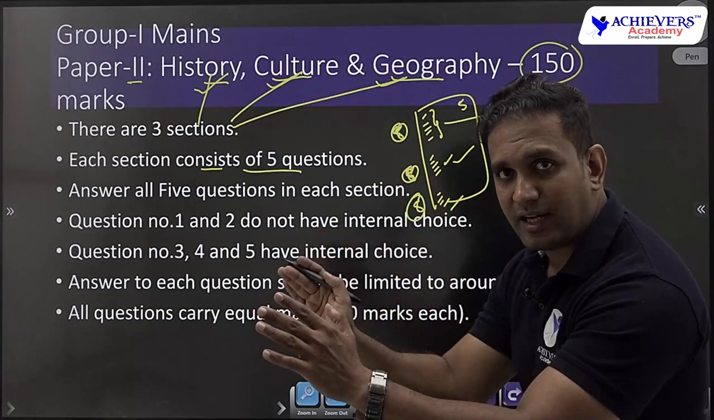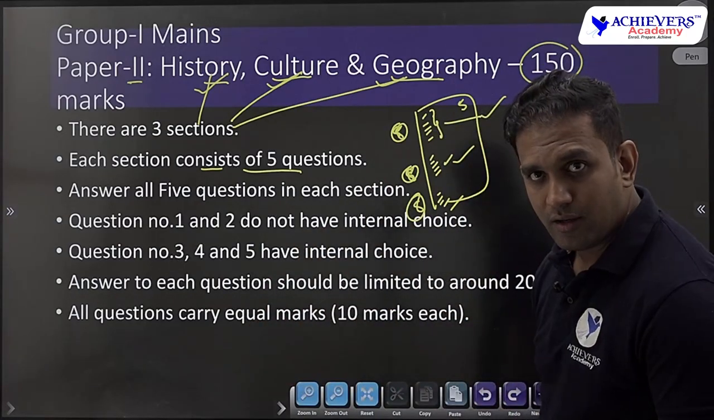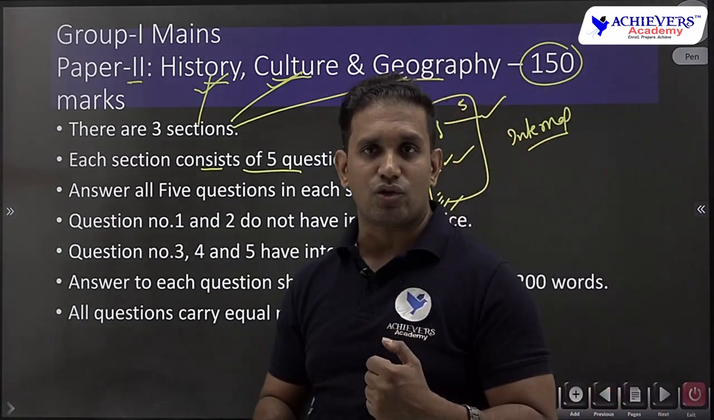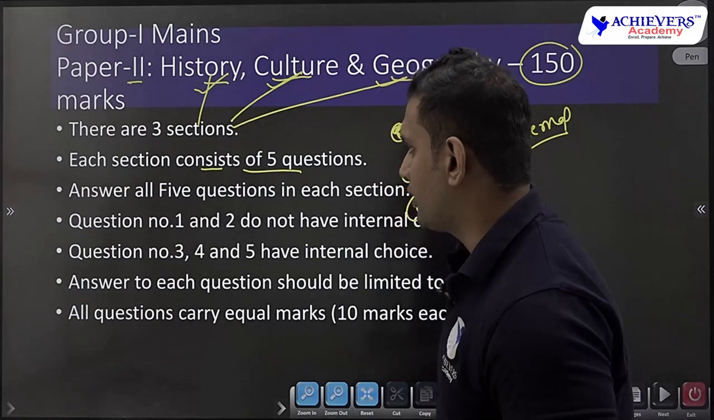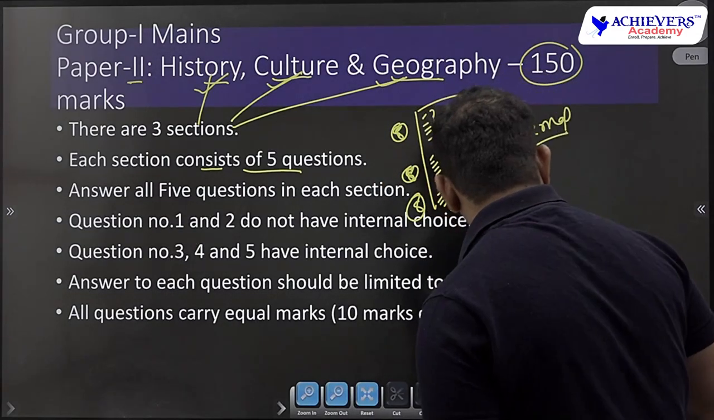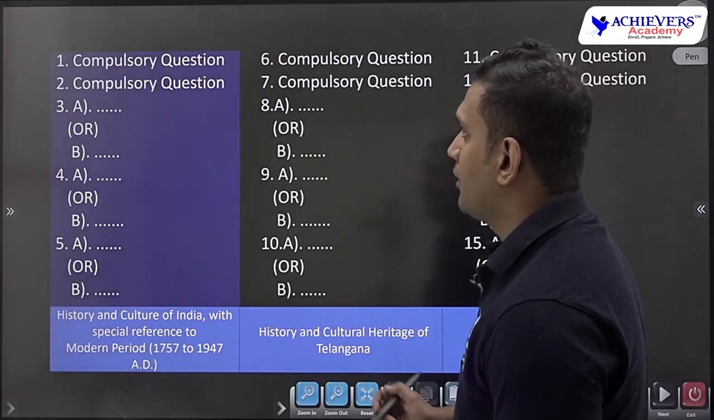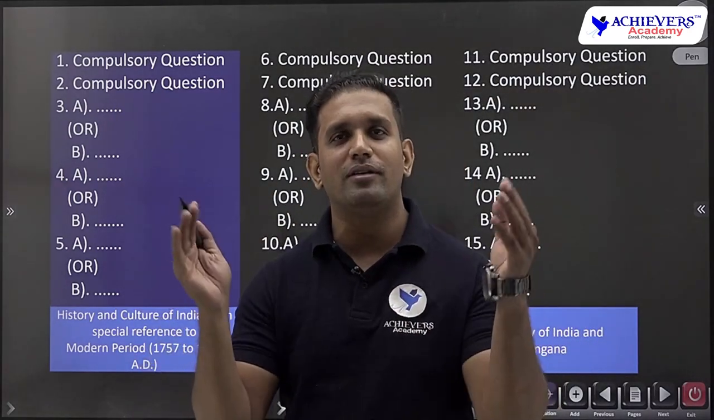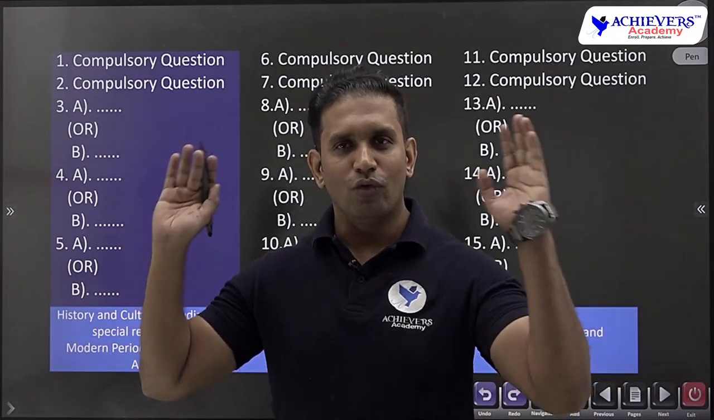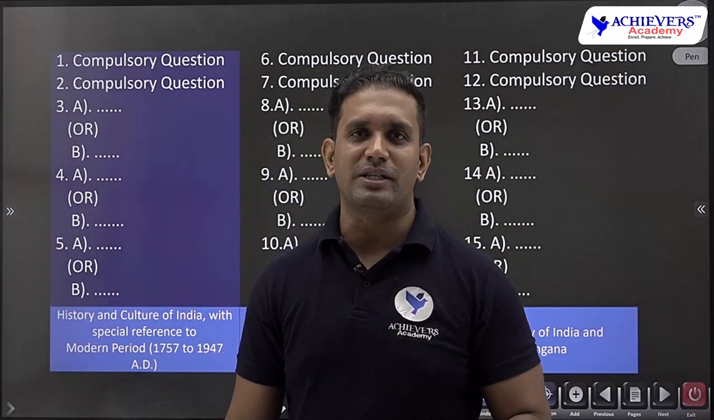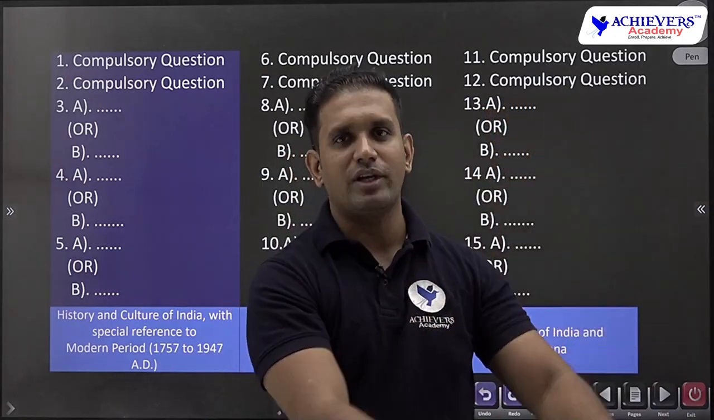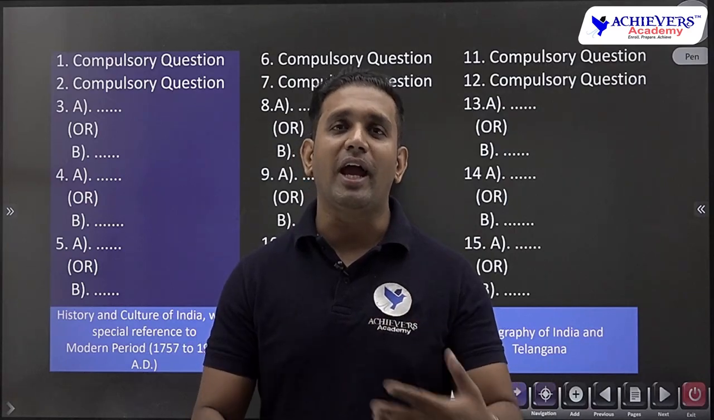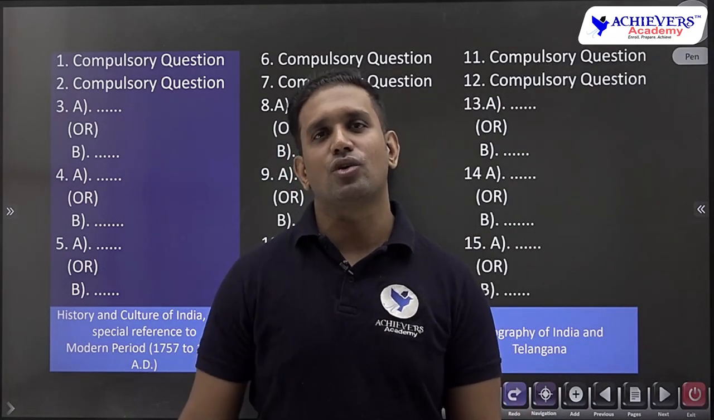Is the pattern that it is compulsory to answer all, or is the second model that you are given an internal choice? For that purpose I have explained very clearly here that it is a mix of both. Group 1 TSPSC thought that we should not make all the questions compulsory, nor give every question as internal choice. Let us make a hybrid model of the mains question paper.